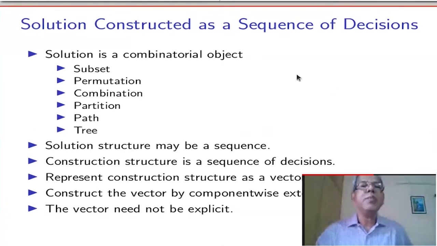As I said, the solution may be a combinatorial object such as a subset, permutation, combination, partition, path, or tree. The solution structure need not necessarily be a sequence, but often we may get a sequence. A path can be viewed as a sequence of vertices. A permutation is a sequence. A combination is a sequence. A subset can be viewed as a sequence of elements and so on.